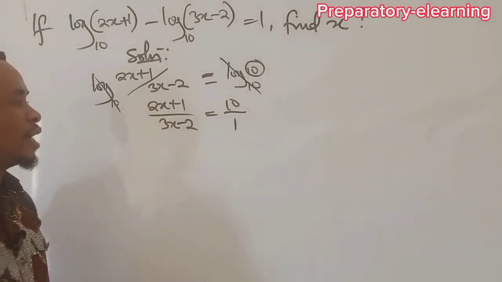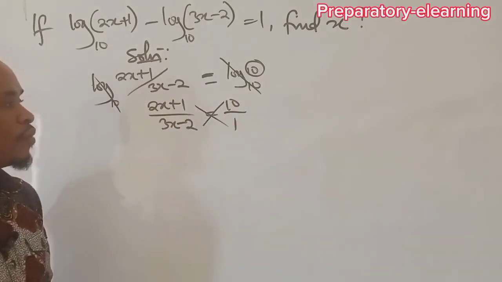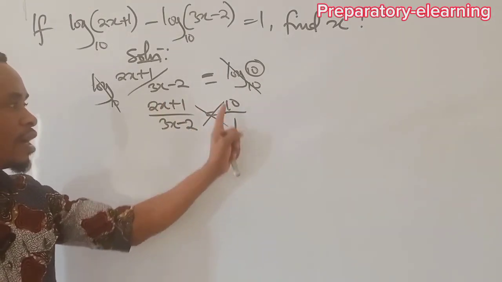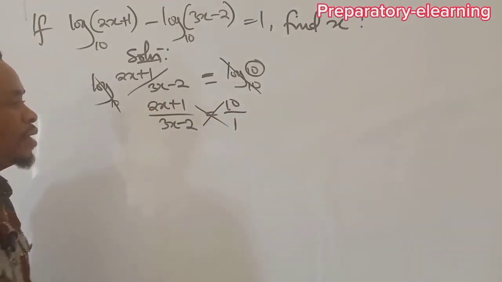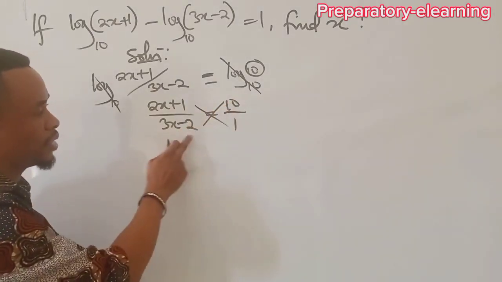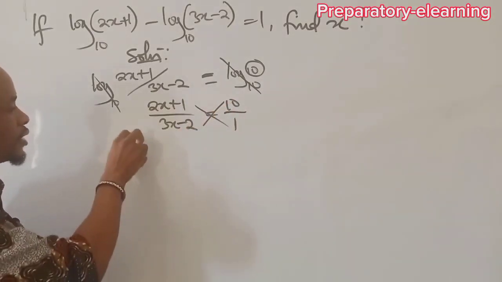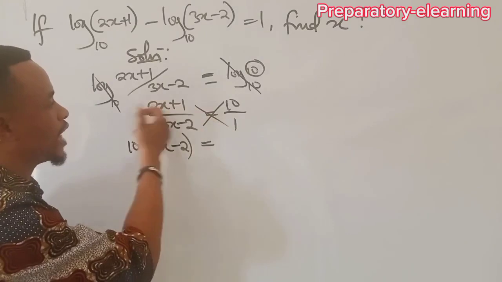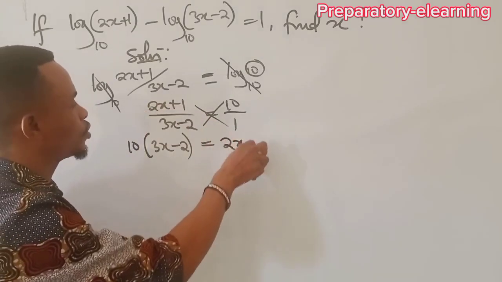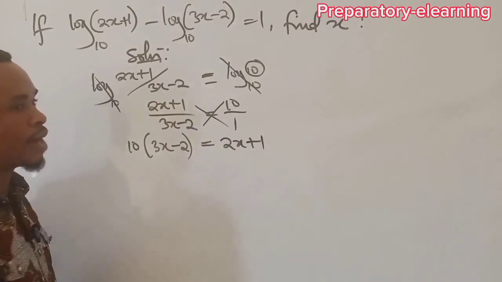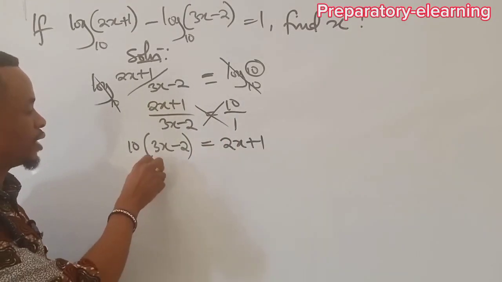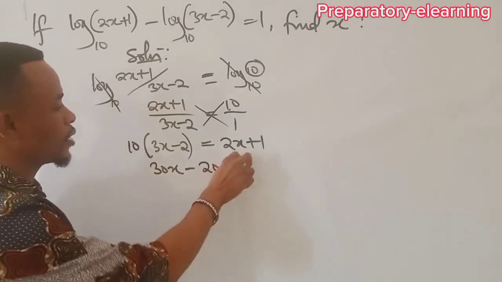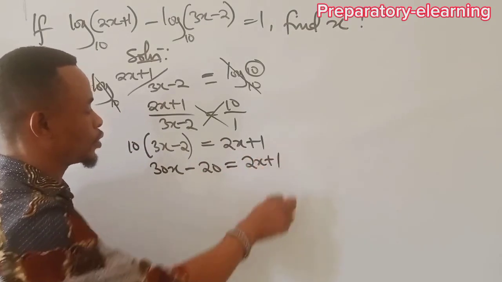Now to solve that, we cross multiply. When you have a simple equation like this, a fraction and a number, to solve it further, you cross multiply. That means this 10 multiplies the denominator you have here. That is 10 into 3x minus 2 equals 1 times everything there, 2x plus 1. Open the brackets. We have 10 times 3x is 30x, minus 10 times 2 is 20, equals 2x plus 1.